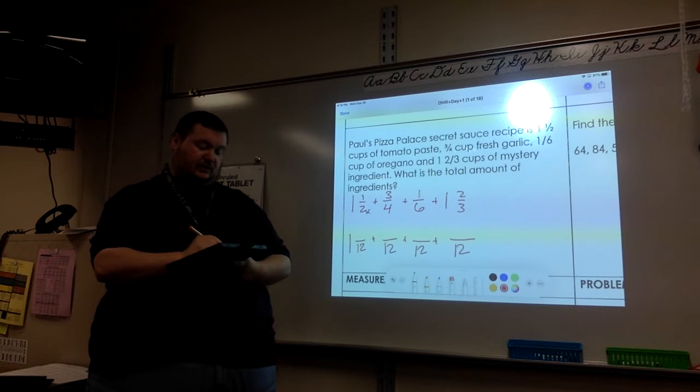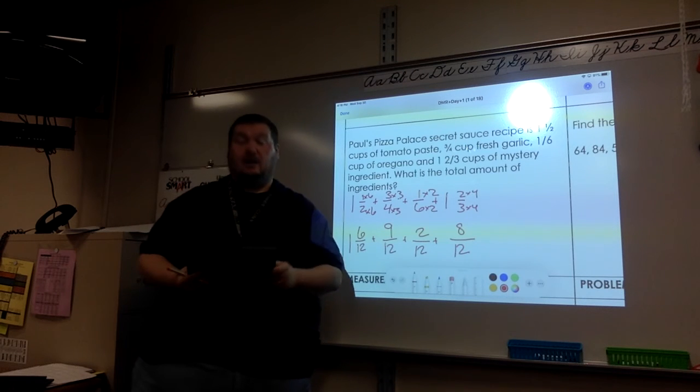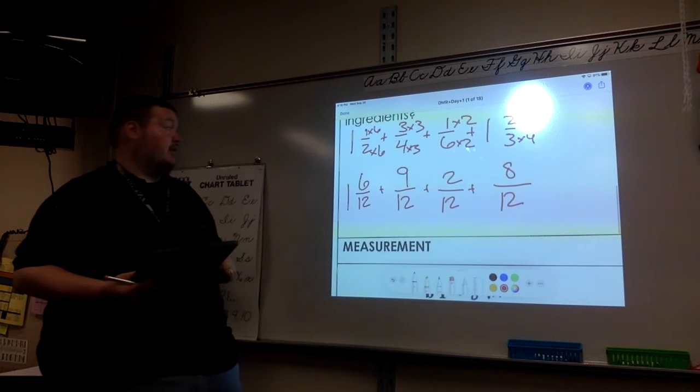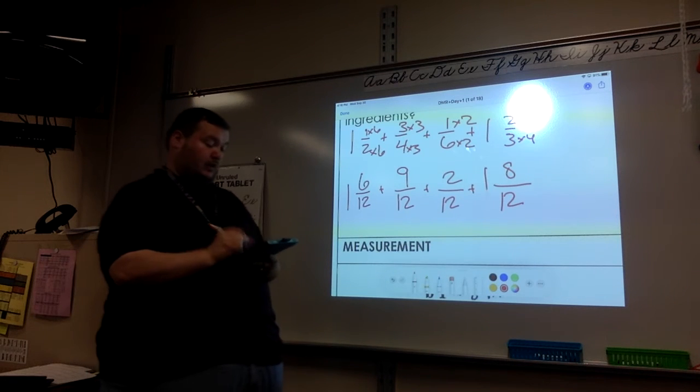2 times 6 is 12, so then we multiply 1 times 6 to get 6. 4 times 3 is 12, so we'll multiply 3 times 3 to get 9. 6 times 2 is 12, so 1 times 2 is 2. And 3 times 4 is 12, 2 times 4 is 8. So now I've rewritten these fractions to be 1 and 6/12 plus 9/12 plus 2/12 plus 8/12. That's actually 1 and 8/12.